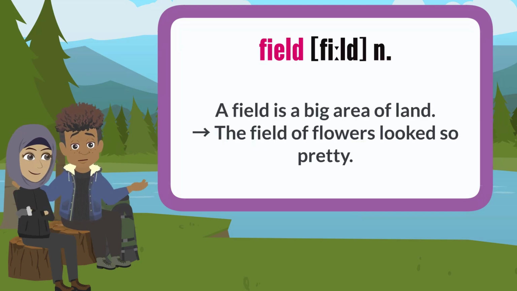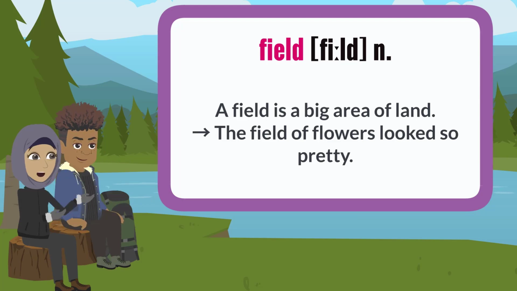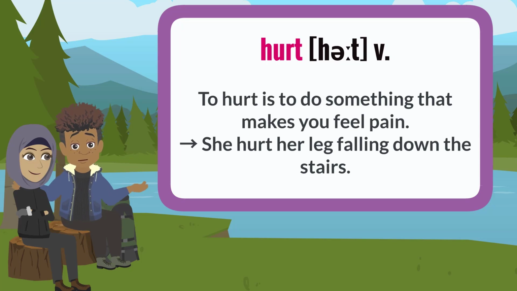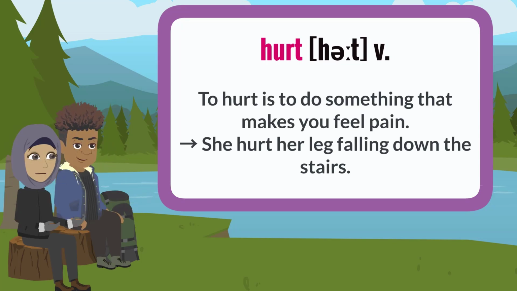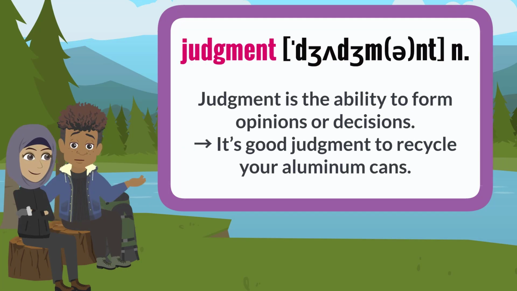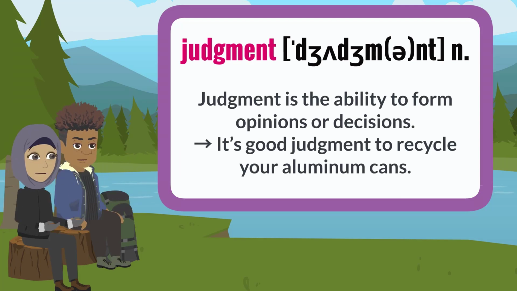Field. A field is a big area of land. The field of flowers looks so pretty. Hurt. To hurt is to do something that makes you feel pain. She hurt her leg falling down the stairs. Judgment. Judgment is the ability to form opinions or decisions. It's good judgment to recycle your aluminum cans.